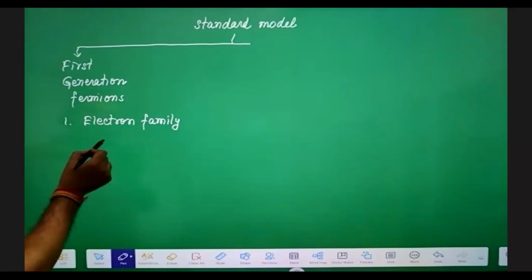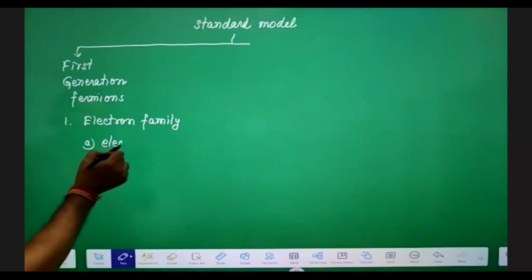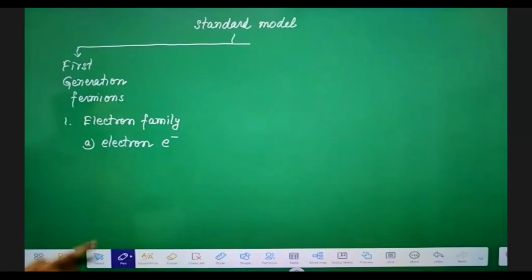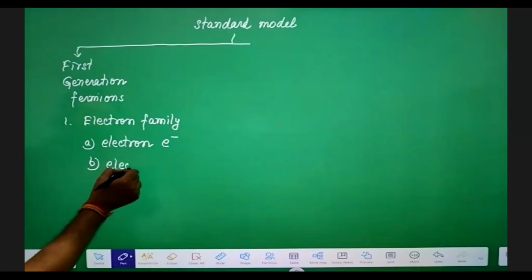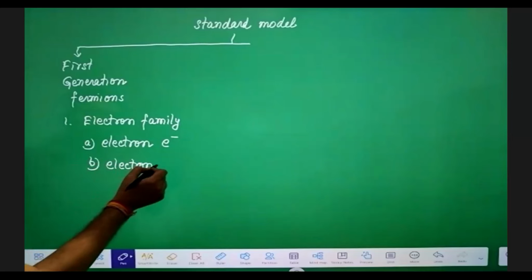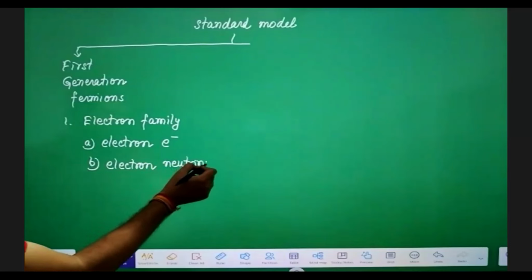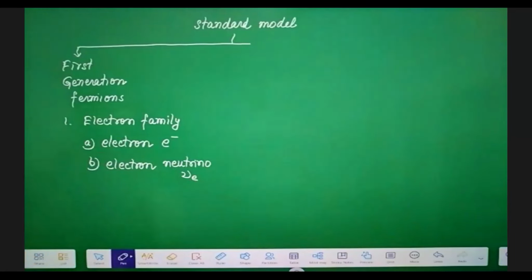In the electron family, you are having the electron, e minus, and the electron neutrino, that is nu e. So basically this first generation fermions are made up of the electron family and, second, two quarks will be there.